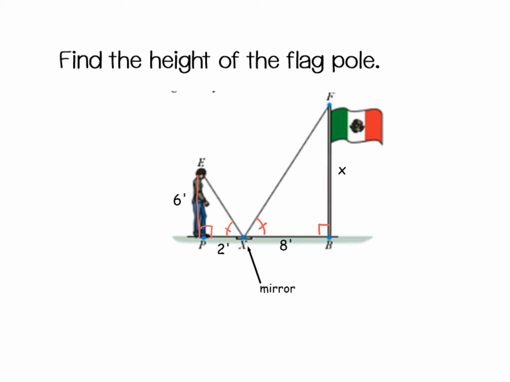So these two triangles are similar because of angle. So then I can just set up my proportion. So 6 over x would be equivalent to 2 over 8. So 2x equals 48. Divided by 2, you get x equals 24. So in our case here, the flagpole is 24 feet tall.